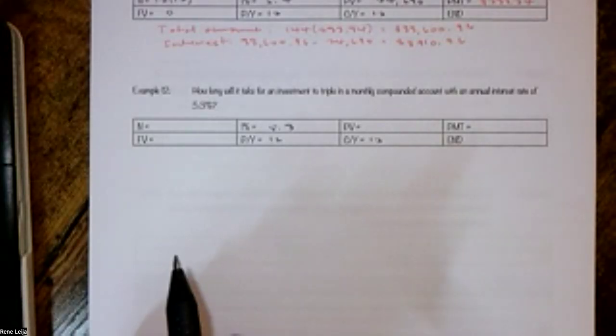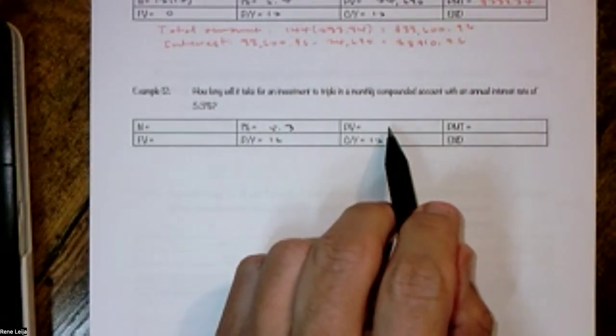Okay. Now, all right. So now I know that there's no payment involved. So now I'm stuck with this PV and the FV, my present value and future value. Okay. Well, look, it doesn't matter what we put in. We want to know how long is it going to take for it to triple.